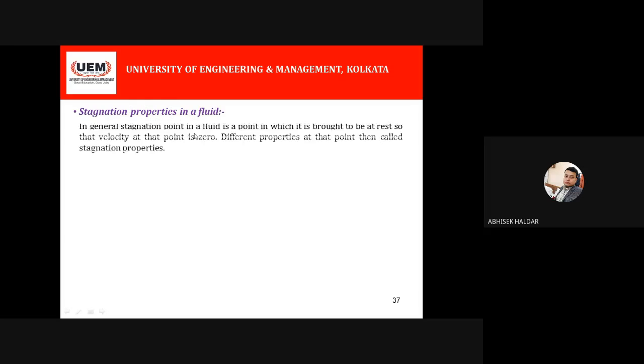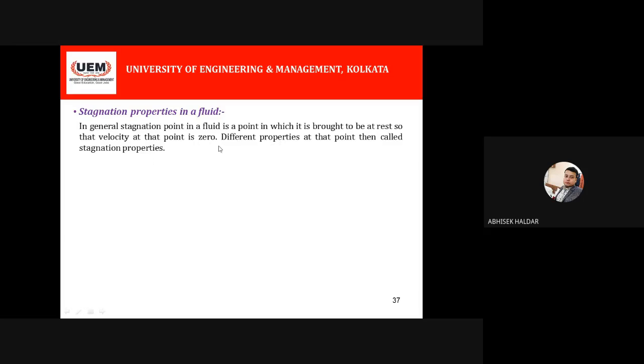Okay. So it is written over here. In general, a stagnation point in a fluid is a point at which the fluid is brought to rest, so that the velocity at that point is zero. This is a very simple definition. In general, that is the definition of any stagnation condition. The different properties at that point are then called stagnation properties.